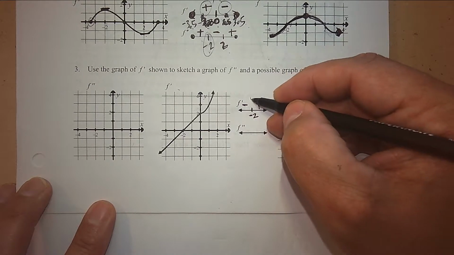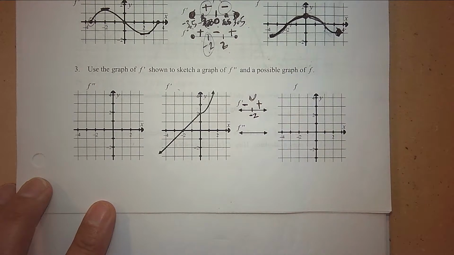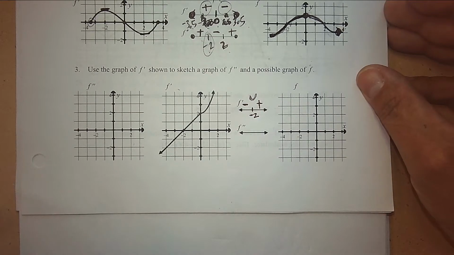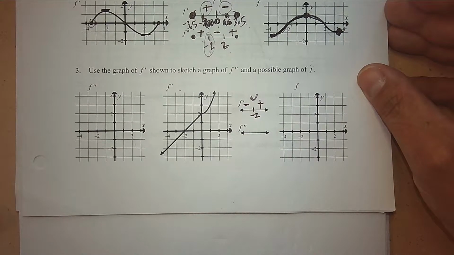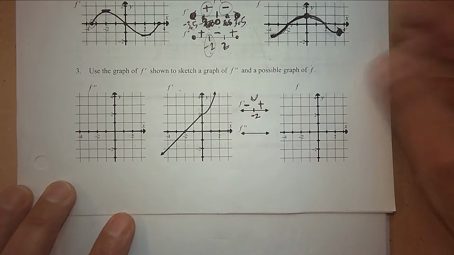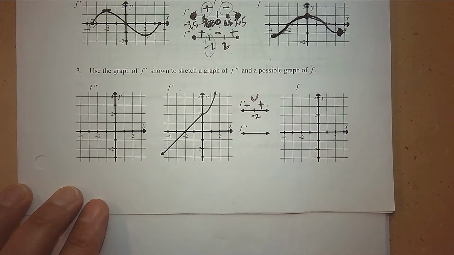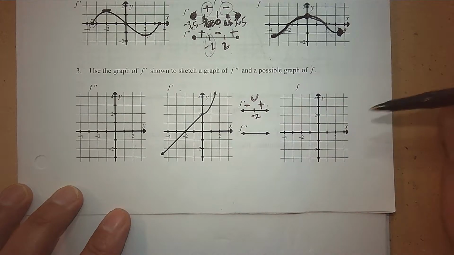So at x is negative 2 creates a what? Creates a relative minimum. Whenever the derivative crosses the x-axis, it creates either a relative max or a relative min. Negative to positive creates a min. Positive to negative creates a max.